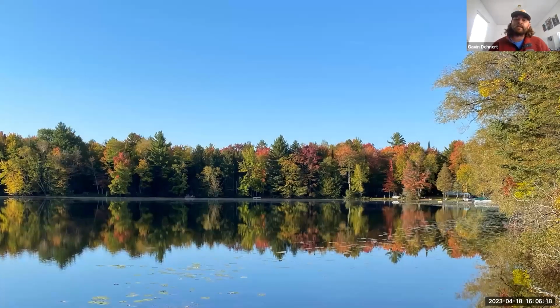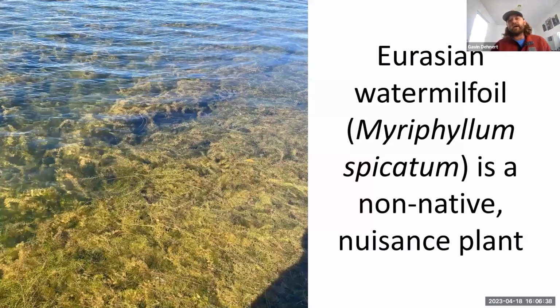For those in the Midwest, when we have our summers and falls, we have these beautiful lakes, fun to go out on, with recreational purposes like fishing. But we have a non-native nuisance plant known as Eurasian watermilfoil, which is constantly being introduced to new lakes. Part of the issue with this nuisance plant is it creates these mats on the surface, as shown here in the picture.